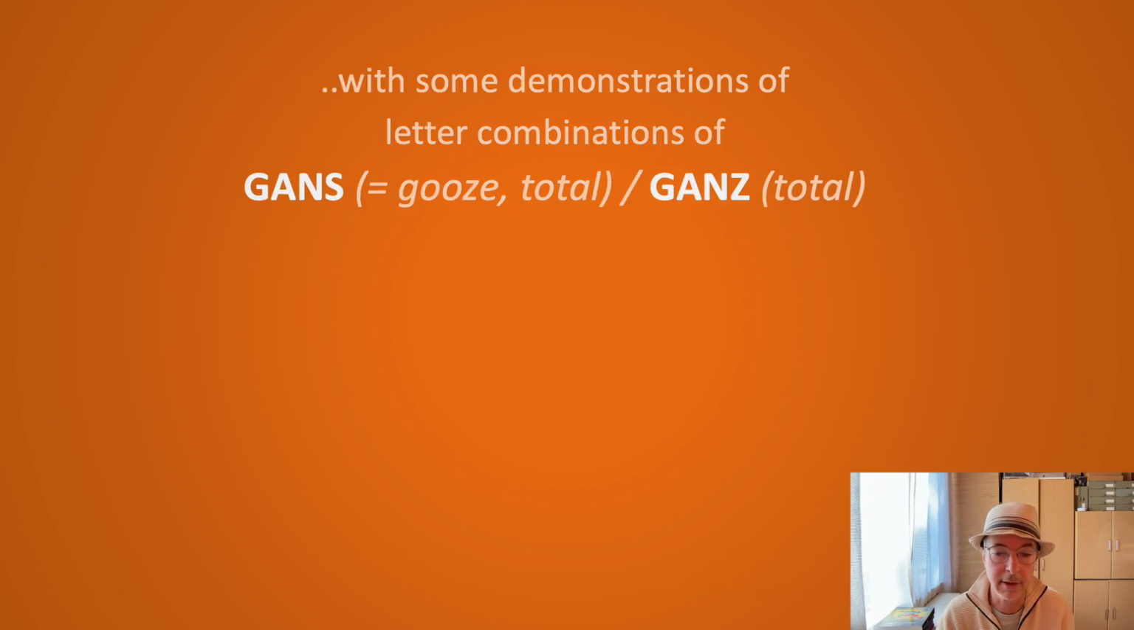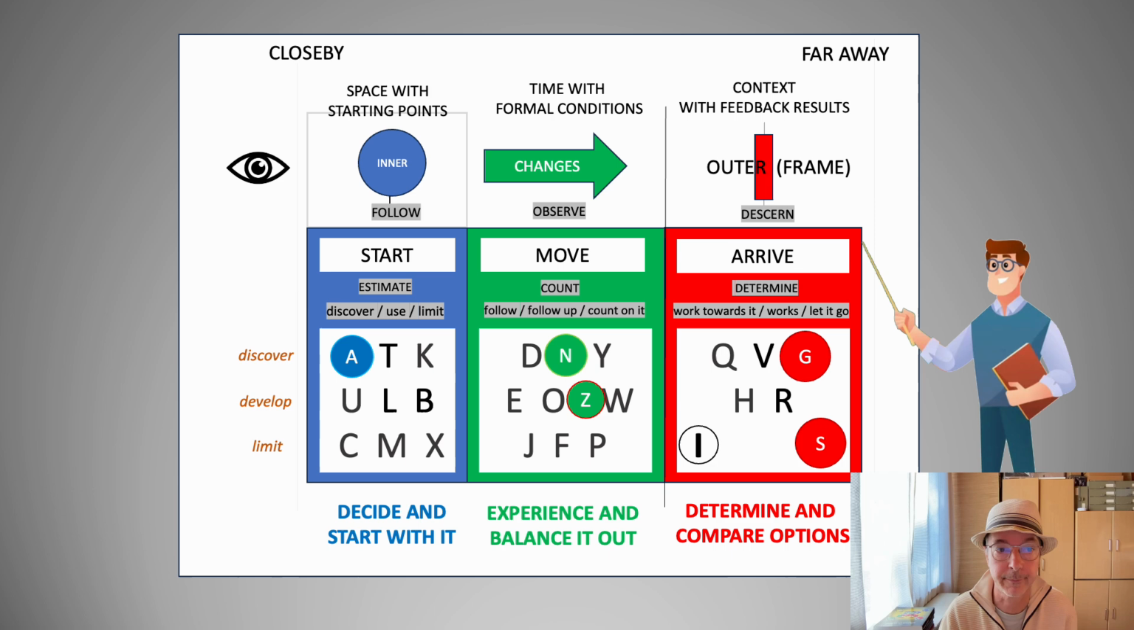With some demonstrations of the letter combination of GANS and GANZ. GANS means goose, but GANZ also means total. It's strange that these words have two completely different meanings, and I will investigate why and how.